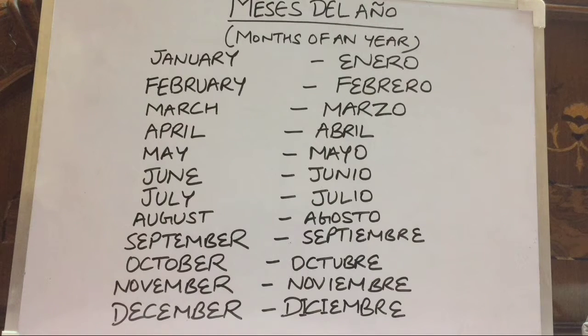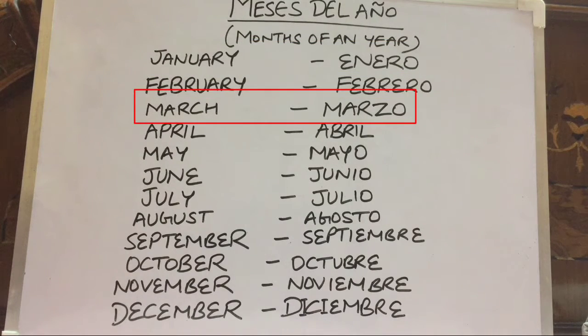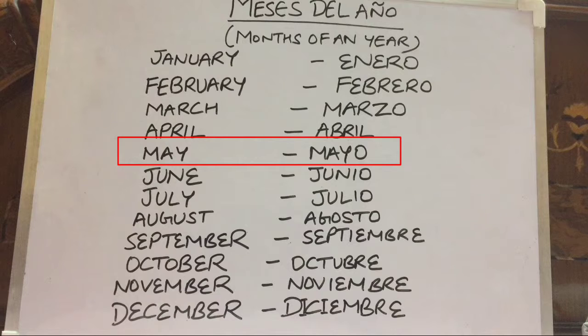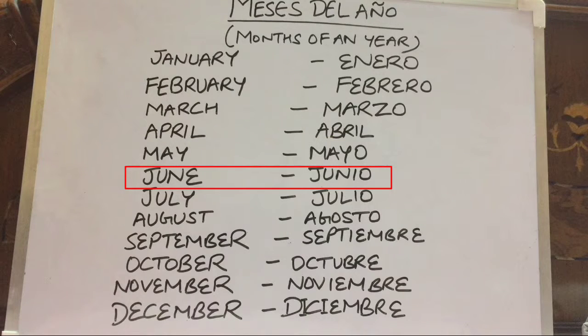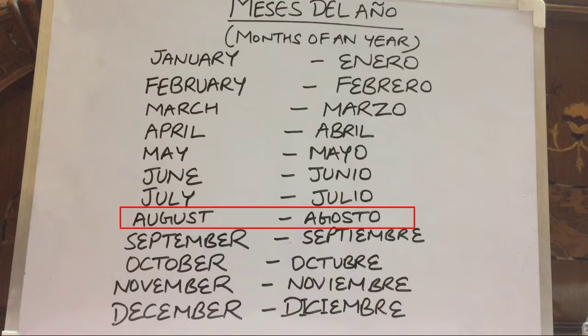Let's start. January is enero, February is febrero, March is marzo, April is abril, May is mayo, June is junio. Be careful. Here, J will be pronounced as H, so it will be pronounced as junio. July is julio. August is agosto.